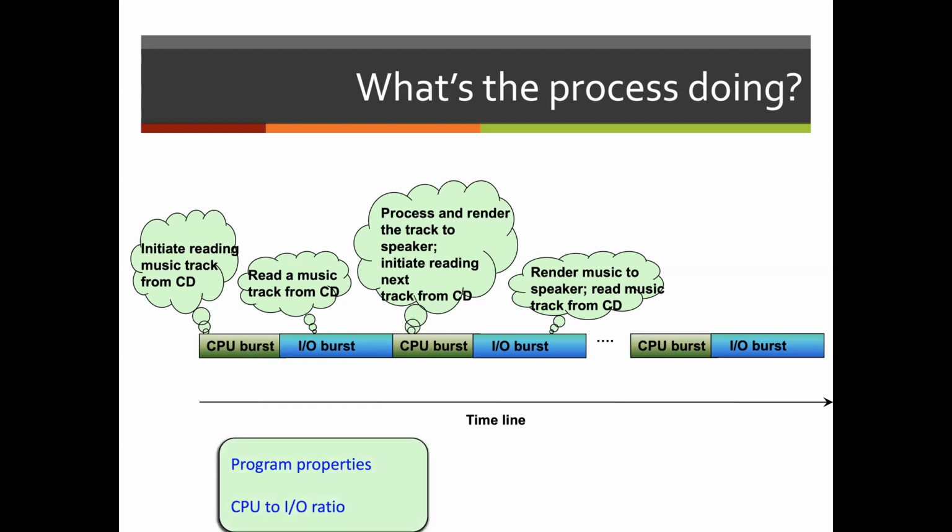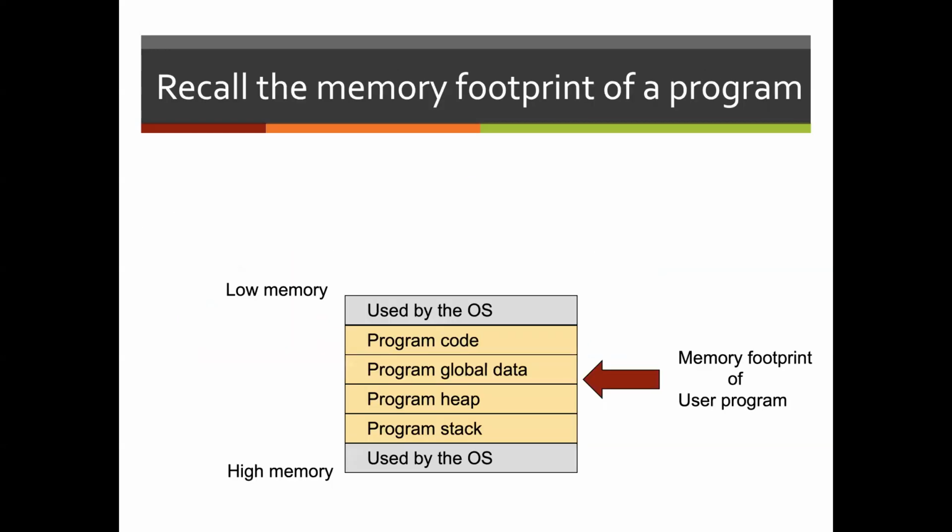And you also want to keep in mind appropriate CPU to IO ratios and their utilization. And so you want to keep in mind that the memory footprint of a user program is going to be representative of the program global data. And we'll also be making use of the OS for IVT as well as for IO as well.